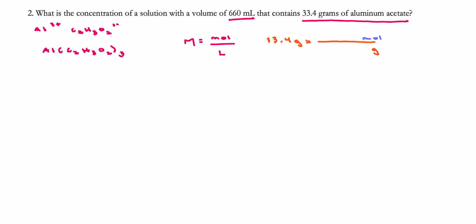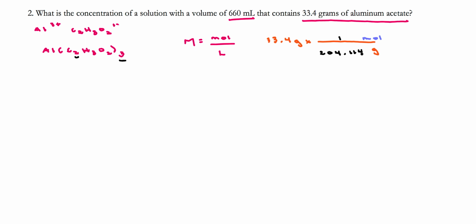So aluminum has a molar mass of 26.982. Carbon is 12.011, but I have 6 carbons because I've got a 2 here and a 3 here, so I've got a total of 6. Okay. Then I've got hydrogen, which is 1.008, but I have 9 of them, so I'm going to multiply by 9. And then I'm going to add to that oxygen, 15.999, but I have 6 of those. Okay, so the molar mass of aluminum acetate is going to be 204.114.